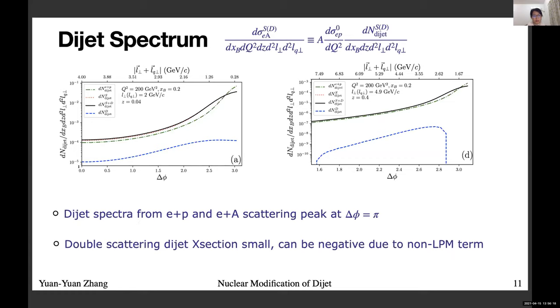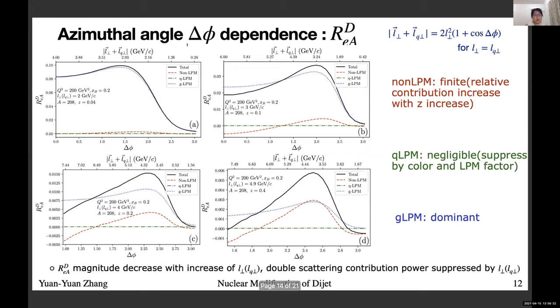One also finds the double scattering dijet cross section, the blue line, is small, and in some regions it can be negative. This is due to the non-LPM term contribution. The first dependence of the nuclear modification ratio we look at is the azimuthal angle dependence. The azimuthal angle is the angle between the final dijet, and with fixed dijet transverse momentum, it is also a function of the dijet momentum imbalance.